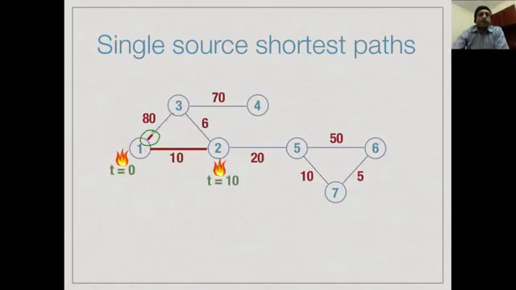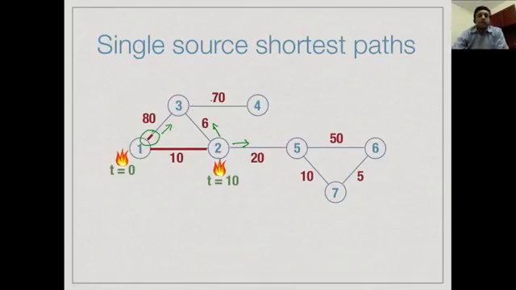Only 1/8 of the way it has traveled from 1 to 3. So at t equal to 10, vertex 2 burns, and we can say that this is the shortest cost, the shortest distance to vertex 2. Now the fire continues to propagate through 2 in two directions, right? From 2 to 3 and from 2 to 5. And meanwhile, of course, the fire from 1 to 3 also continues at the same rate as before.